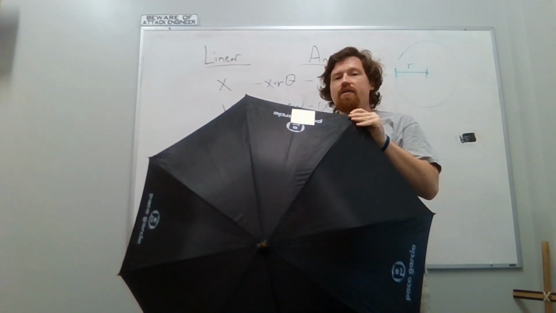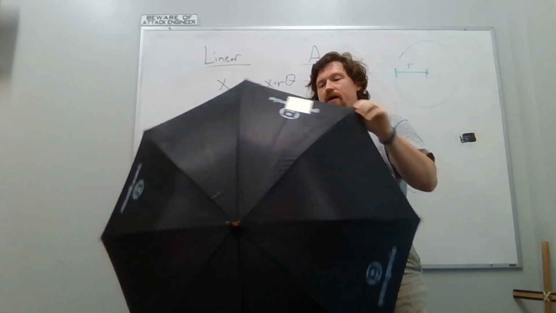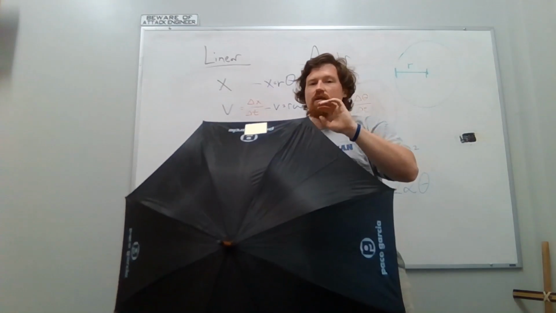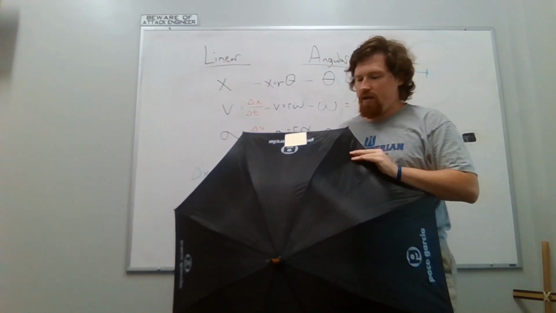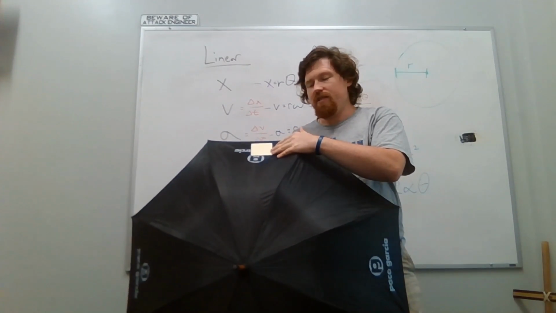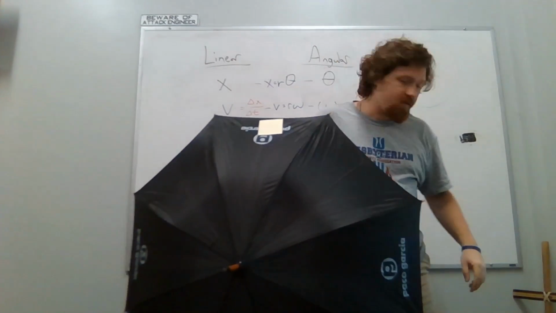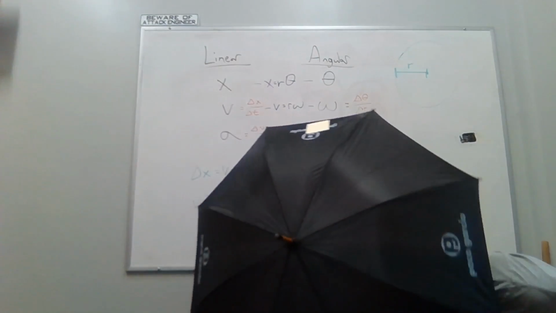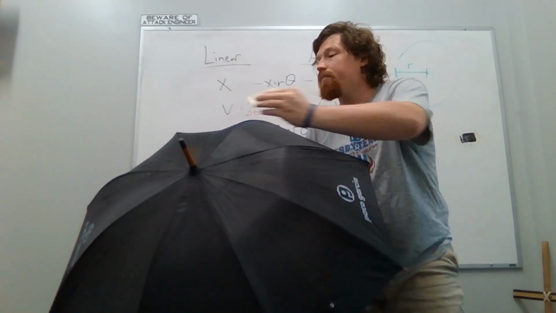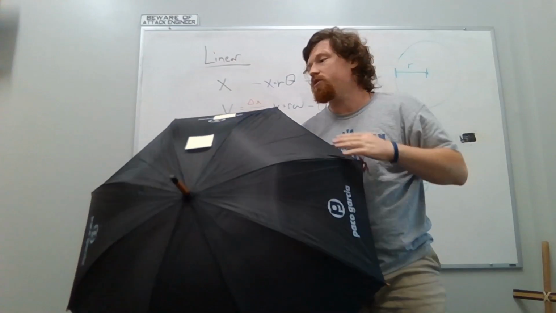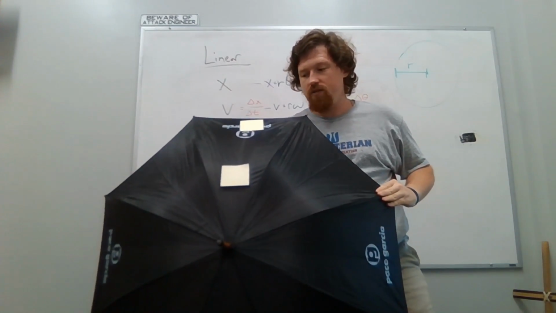And that radius determines how much it's going to move linearly as it rotates. Now the radius is important because right now the sticky note is at the edge of the umbrella. But what I'm going to do is take a second sticky note and put it closer to the center of the umbrella. So now we've got two sticky notes here together at once.